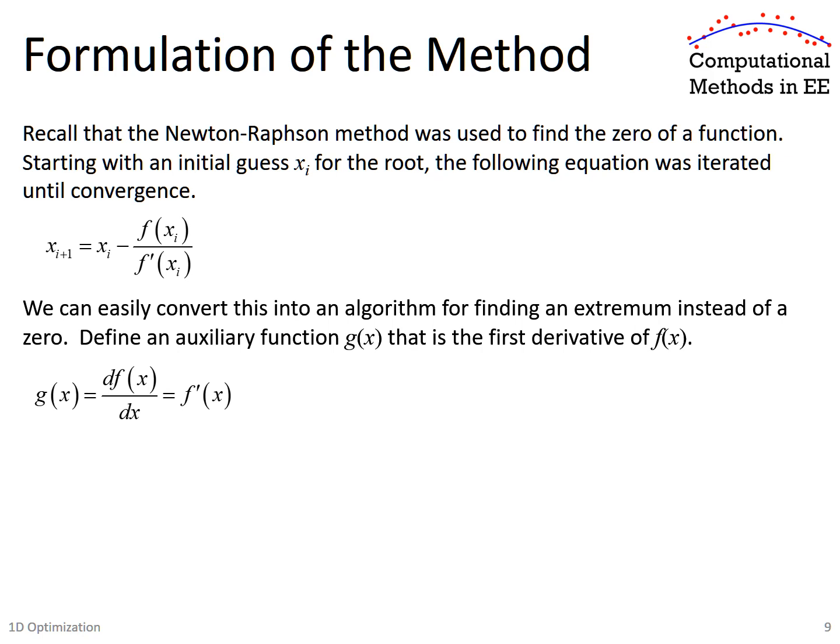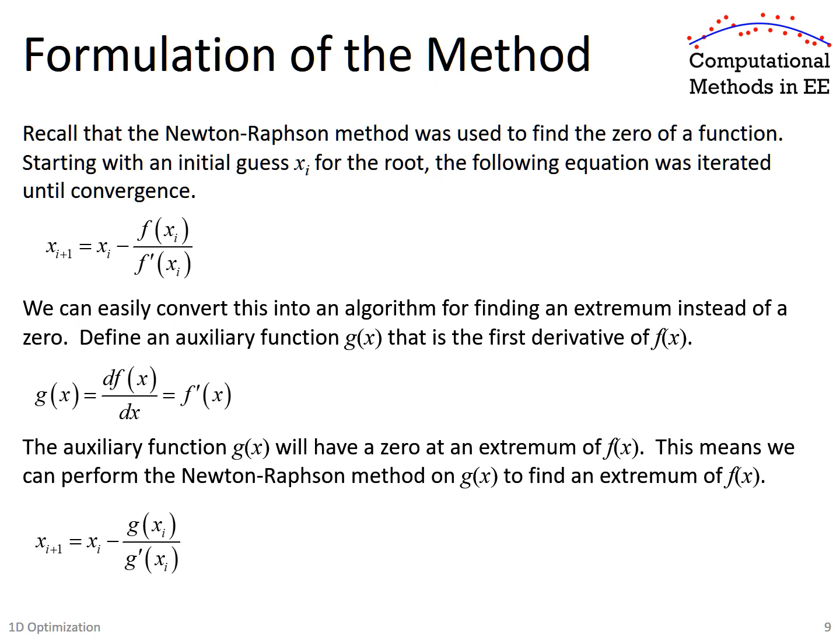So Newton's method and Newton-Raphson method are almost the same thing. It's just that the Newton-Raphson operates on the function directly to find roots. Newton's method does the Newton-Raphson method on the derivative to find extrema. So we end up with an update equation now, where instead of the function, we're using g, our auxiliary function. And we can replace those with our original derivative.